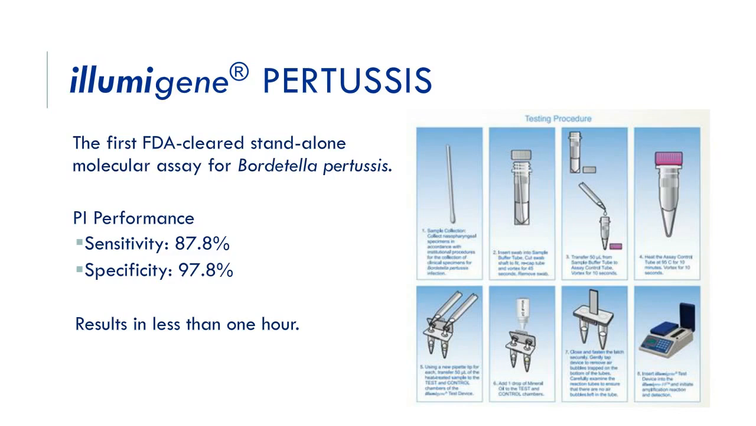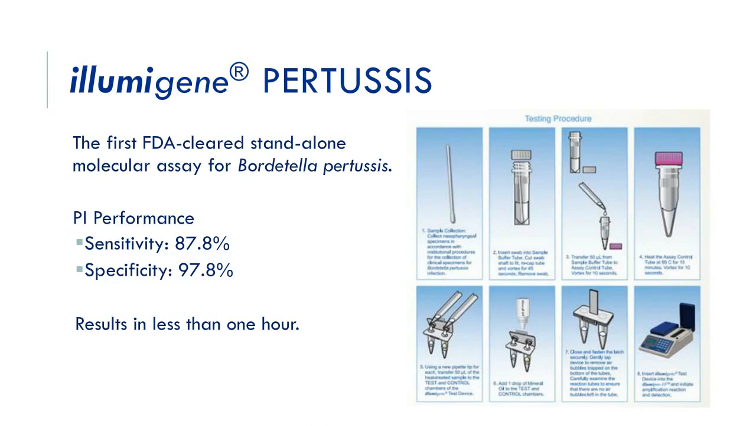After that point, you take the sample and you transfer 50 microliters into the test and the control chambers of the illumigene test device. You add mineral oil to the top. Tap it to make sure that all the bubbles are gone, and then you stick it on the instrument. That's when it incubates for about 40 minutes, and then it'll give you an answer to the assay.